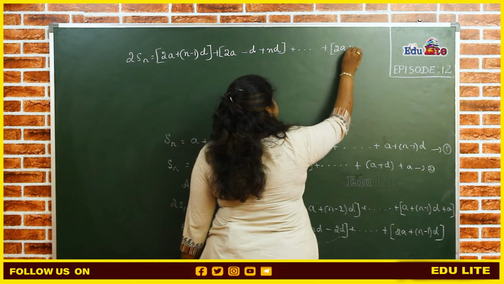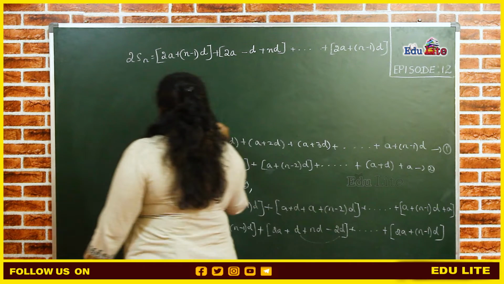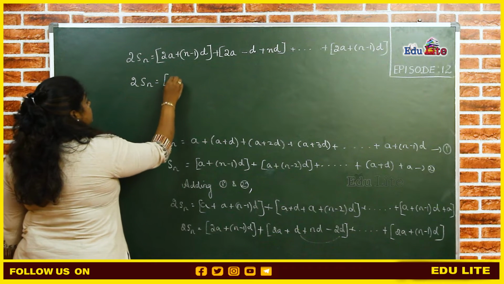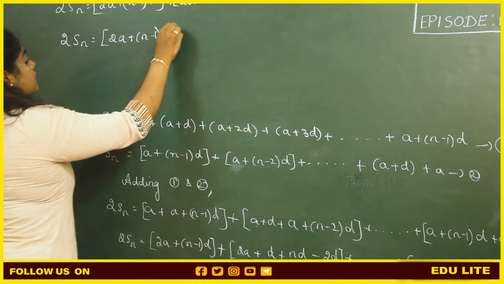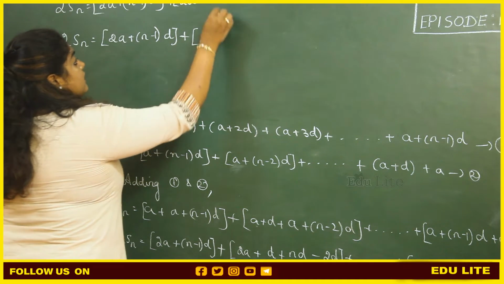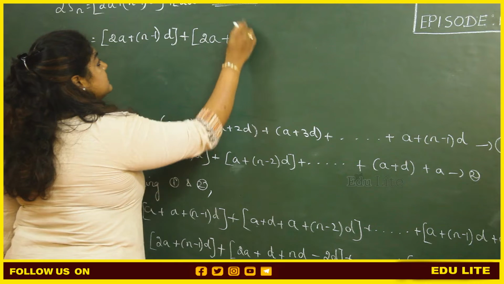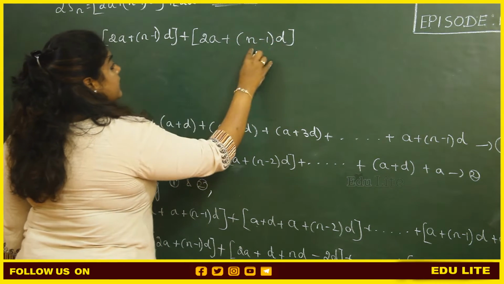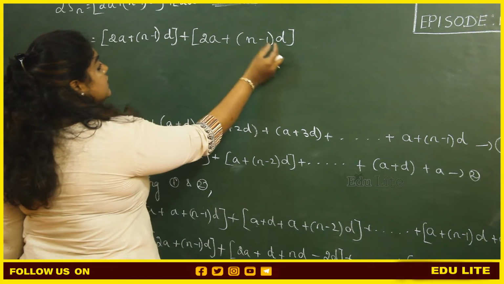2a plus n minus 1 into d. The next step will be 2Sn is equal to 2a plus n minus 1 into d plus 2a. From these two terms, I will take d in common. I will write it as n minus 1 into d, n into d minus d. So we have taken d in common from these two terms.